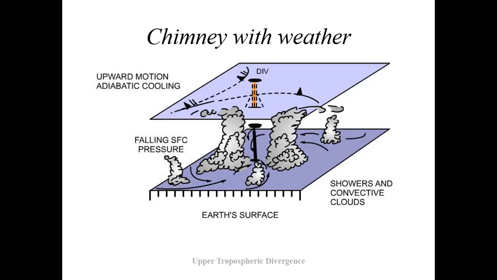So what you get is rising, upward vertical motion of air. You get falling surface pressures. As the air rises, you have adiabatic cooling via expansion, and you get showers and clouds. In this case, they're tall cumuliform clouds or cumulus clouds, those puffy ones. And they're generally showing a lot of instability, probably showery weather. You're getting storm development in this case with the chimney effect.